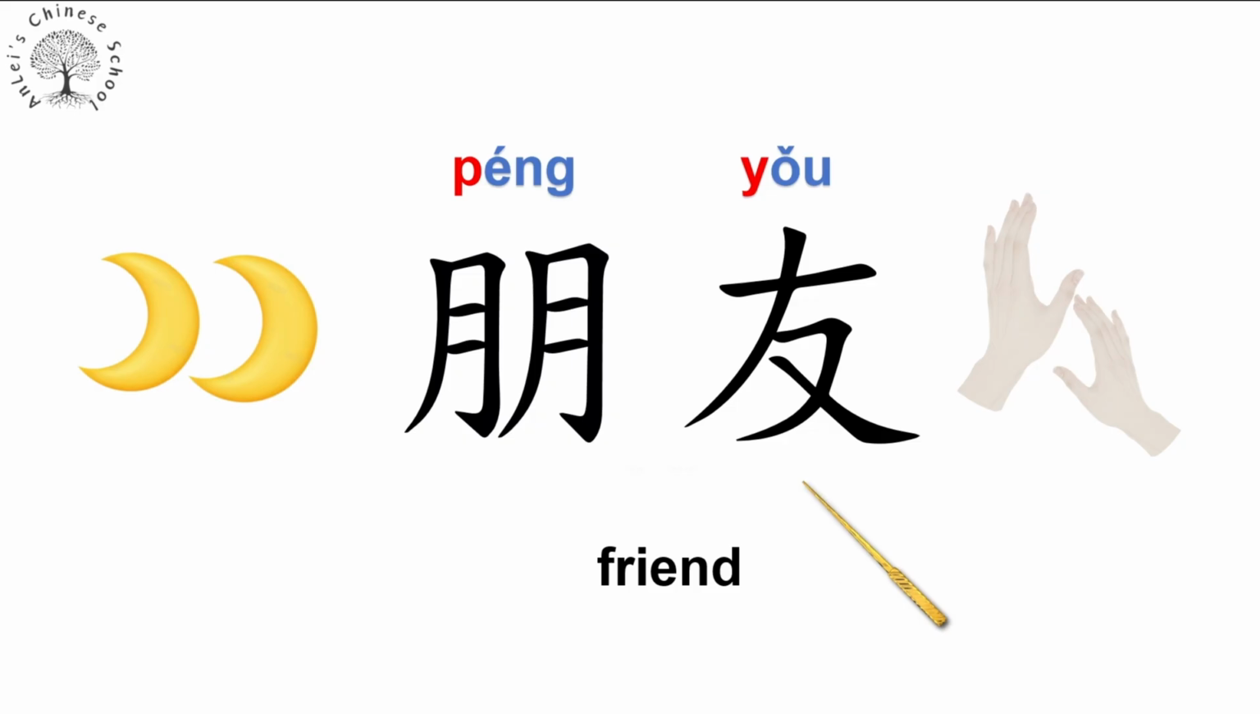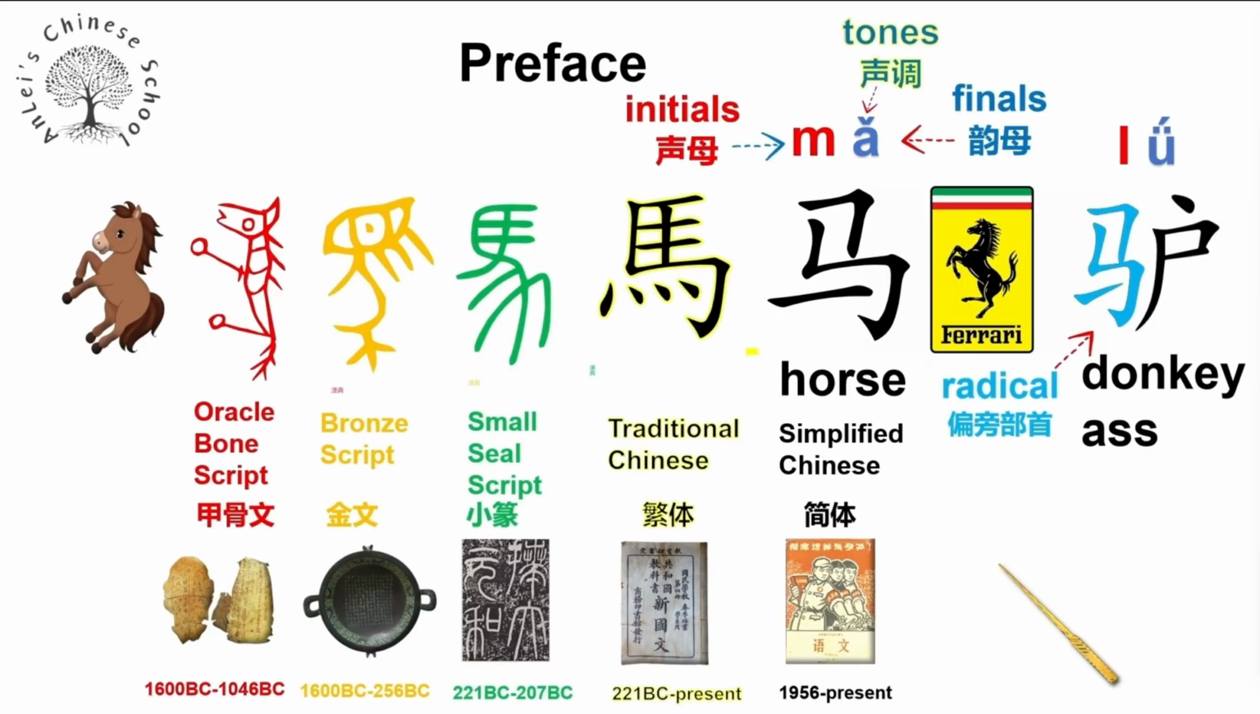Hi, I'm Emily. Today we will learn two Chinese characters, 朋友, friend. I use a different color to symbolize the different characters, so you can better understand the evolution of Chinese characters. Red color is the oracle bone inscription, golden color is the bronze inscription, green color is Small Seal script, black color is the traditional character, black color is simplified character.